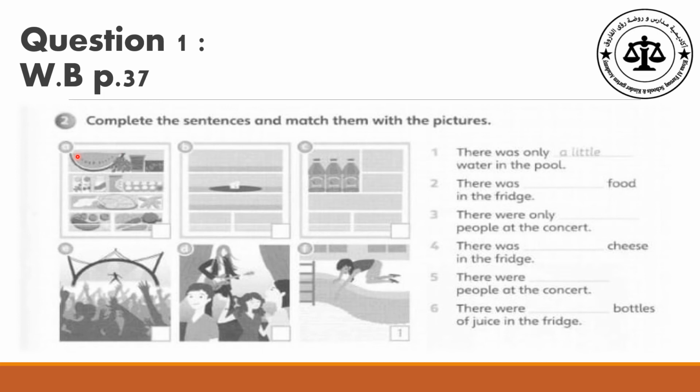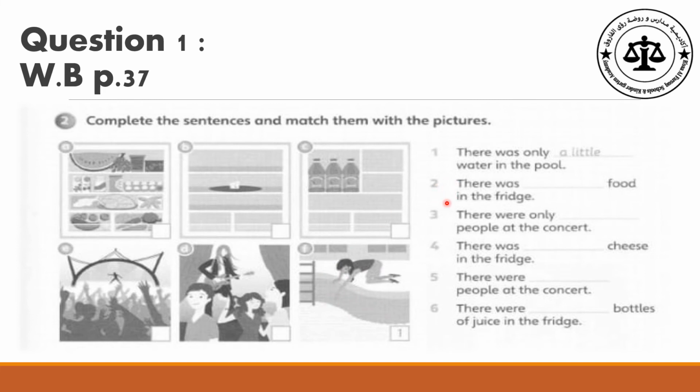Now let's move to question number 2. Complete the sentences and match them with the pictures. Here we have sentences. We want to complete them by using a correct quantifier. Then we will match the correct sentence with a correct picture. Like number 1, there was only a little water in the pool. Look at picture E. We have a little water in the pool.